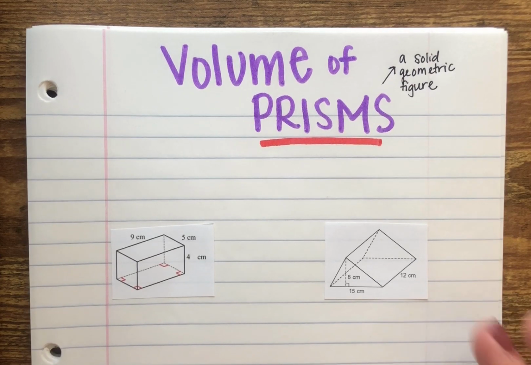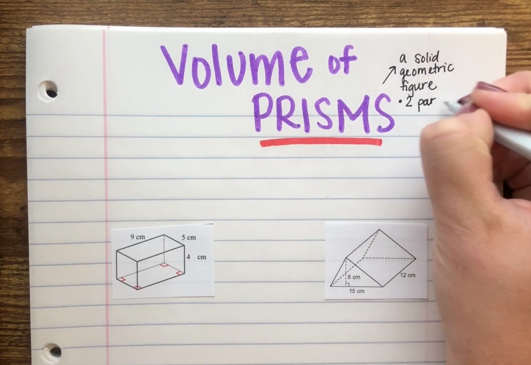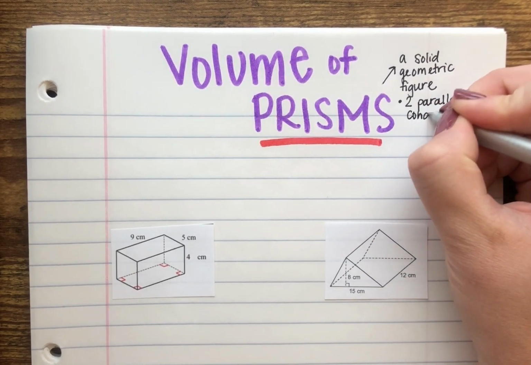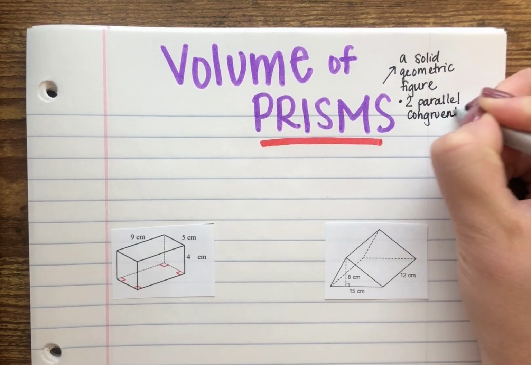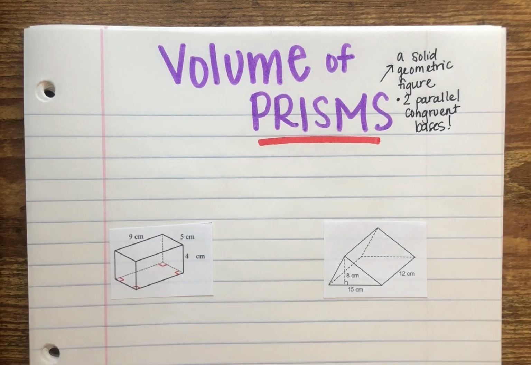And a prism has two parallel, congruent bases. So this is what's going to be the difference between a prism and a pyramid. Our next video, we're going to talk about how to find the volume of a pyramid, but today we're going to focus just on prisms.